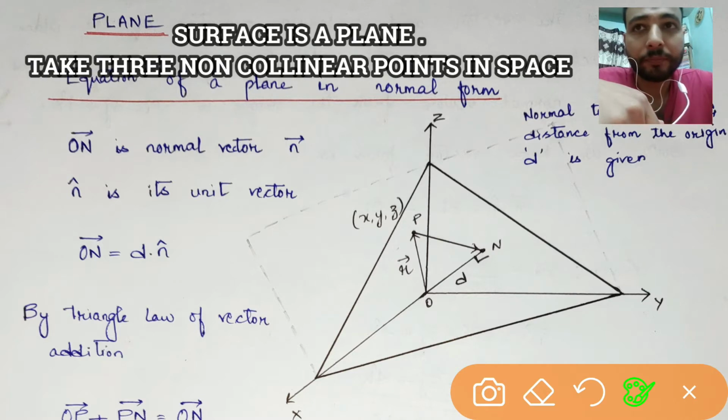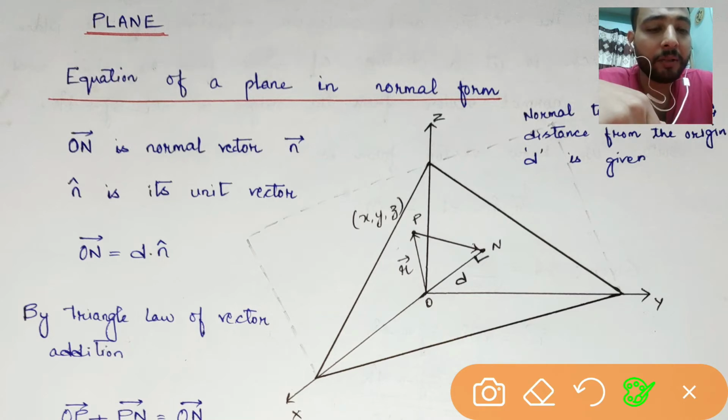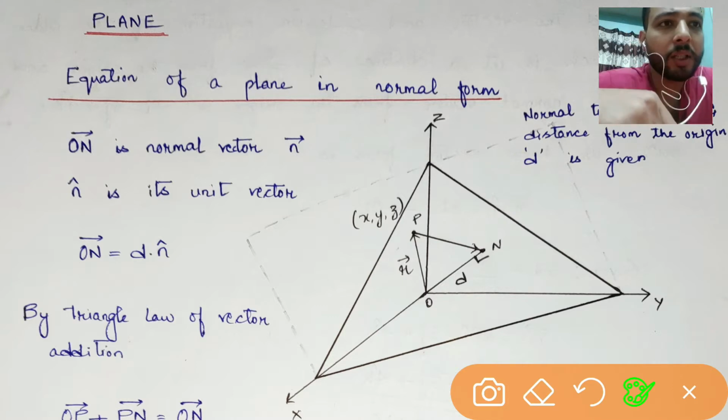So you can try on your copy, put three dots anywhere. But they should not be collinear. Collinear means on the same line. They should not be on the same line. So you put three dots and then join them. You will see that you will get a plane. So we will try to find the equation of plane in different cases.